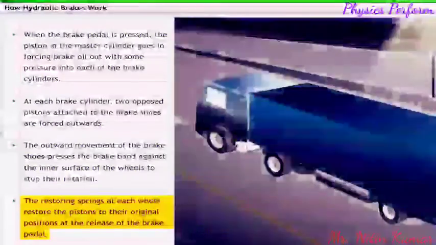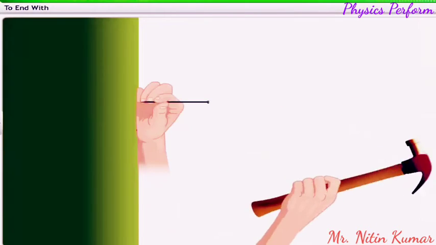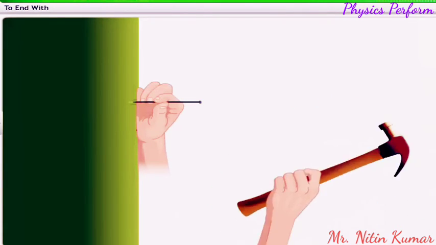Thus, hydraulic brakes in automobiles employ the concept of pressure to enable drivers to stop heavy vehicles by applying a relatively light touch on the brakes. This brings us to the end of the lesson on thrust and pressure.